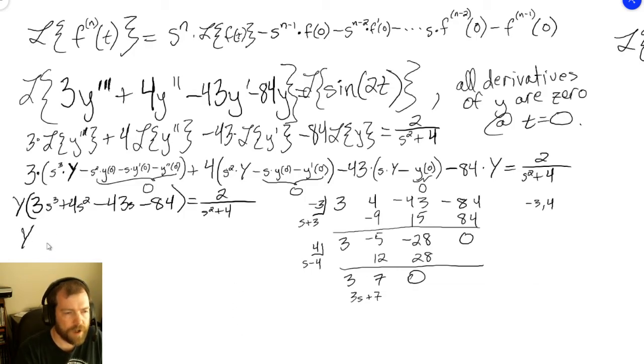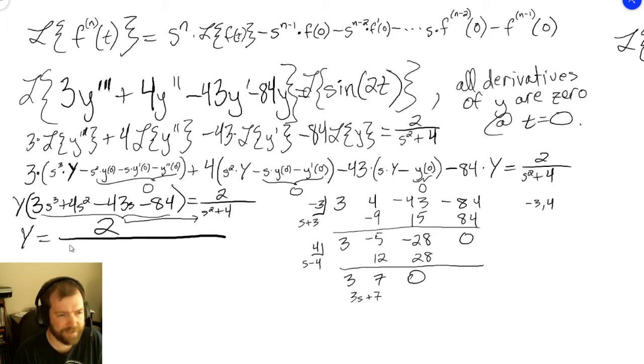So our Y is going to be equal to, we can drop all these, and in fact they're factors underneath at the bottom on the other side. It's going to be 2 divided by this huge thing here. So this is going to be s plus 3, 3s plus 7, s minus 4, and s squared plus 4.